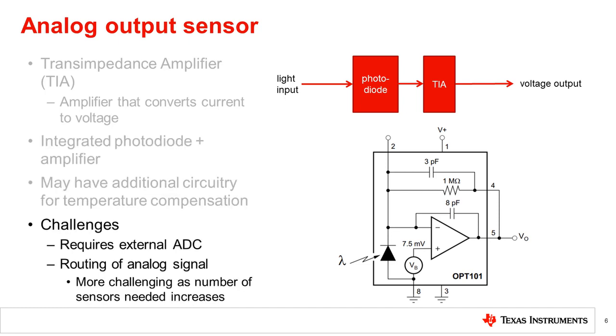There are still a number of challenges with analog output sensors. A microprocessor would require an analog-to-digital converter, or ADC, to read the voltage outputted from this type of sensor. Additionally, the analog signal needs to be carefully routed to the ADC to avoid noise from other signals on the board. This is further complicated if multiple sensors are needed, or the signal needs to pass through a long cable. The next two sensor types address these challenges.